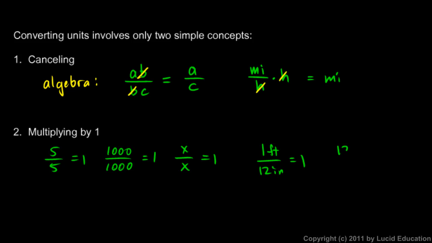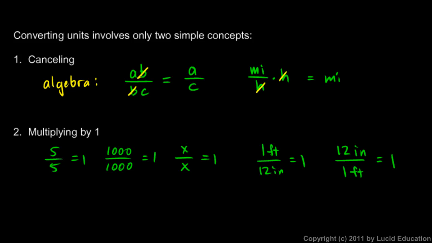We could also write this. We could also write 12 inches over 1 foot. That's also equal to 1 by the same reasoning. We could set it up either way. In both cases, they're equal to 1.